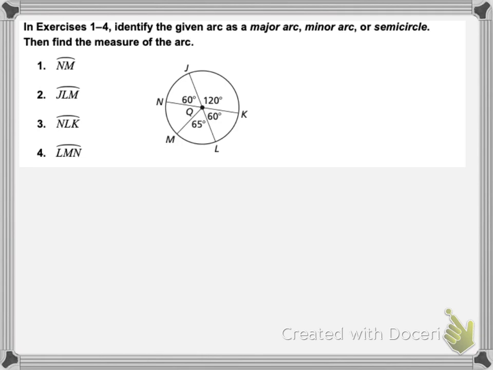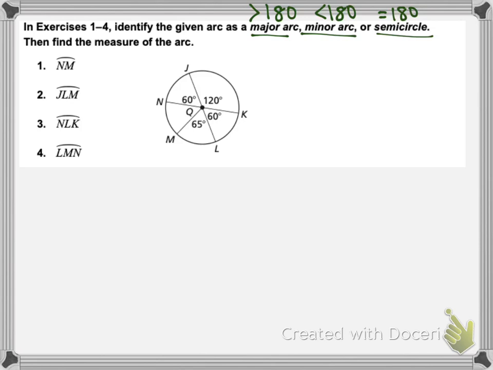The 10.2 review, we're going to start. Identify the given arc as a major, minor, or semicircle. So remember, a major arc is greater than 180. A minor arc is less than 180. And a semicircle is equal to 180. And this is find the measure of the arc.